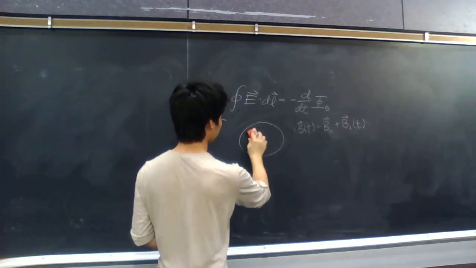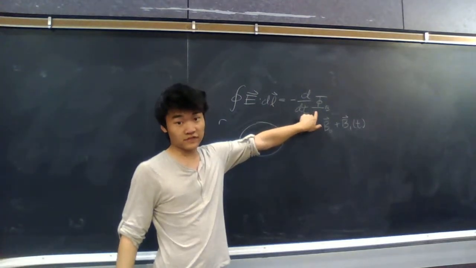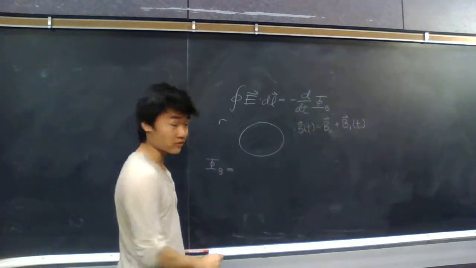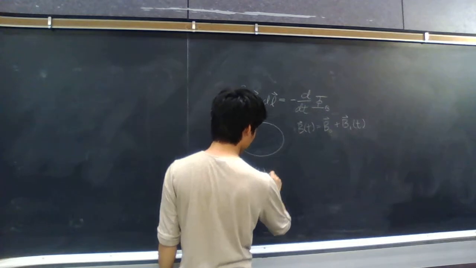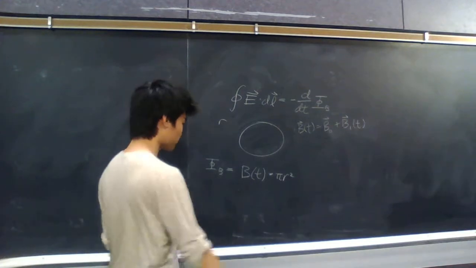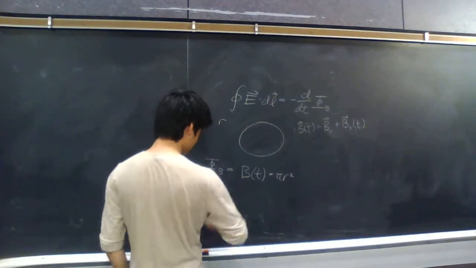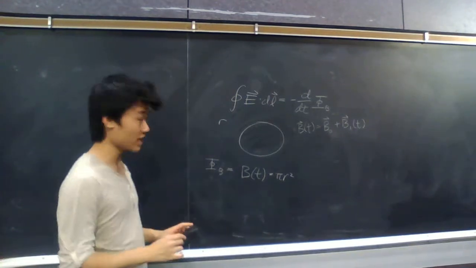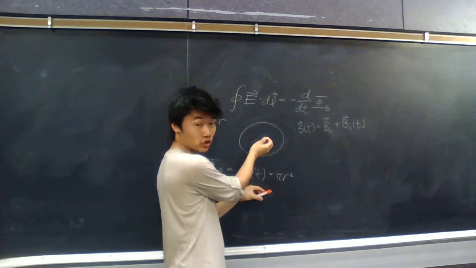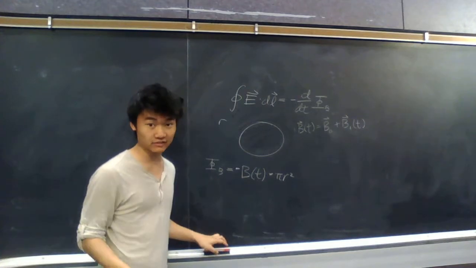Now we're going to do our calculation. First, we need to find what phi of B is. Since it's uniform everywhere, that just ends up equaling B of t times pi r squared. Now we need the rate of change of B of t. Oh, one small technicality: B is pointing right now in the negative z direction. Our surface is oriented so that positive is in the positive z direction. So the flux right now is actually negative.